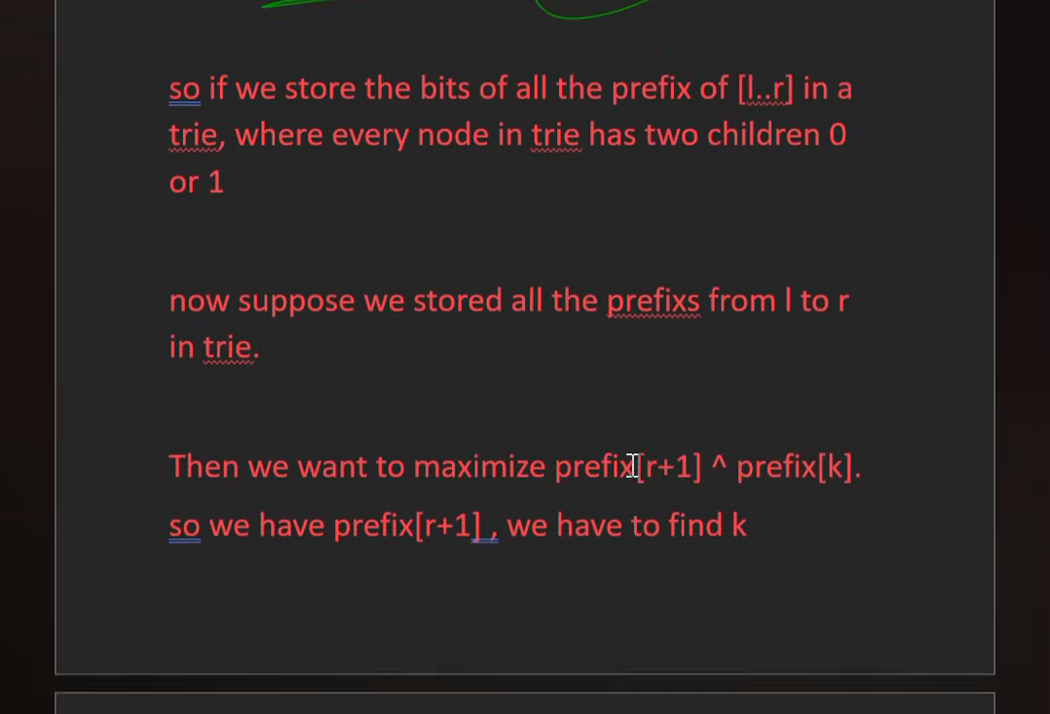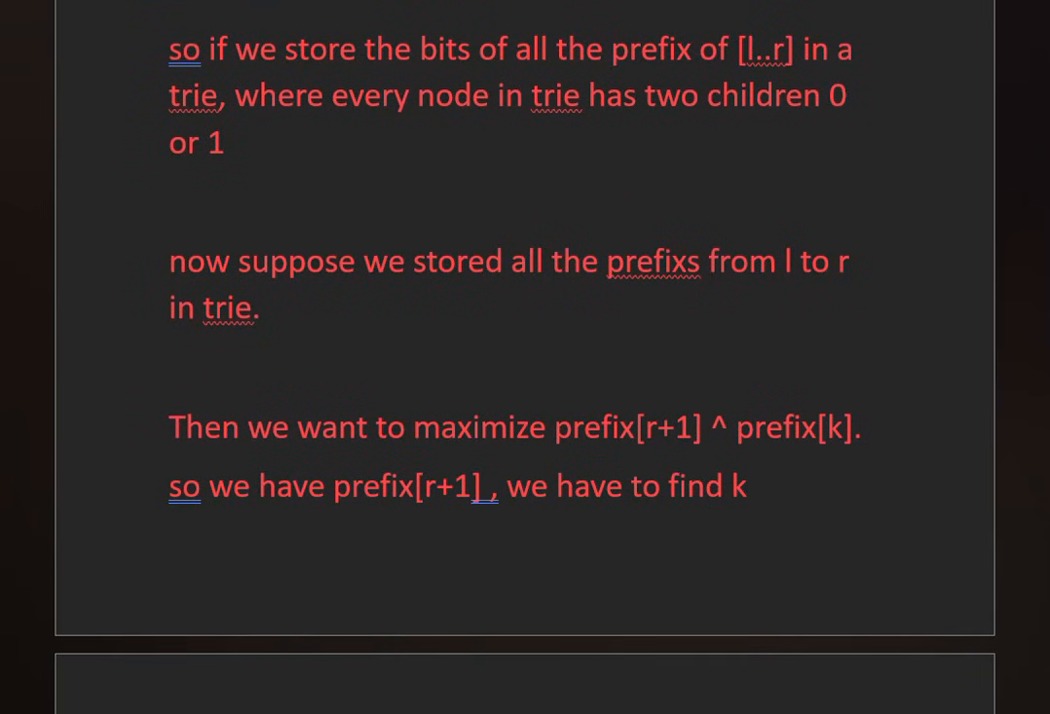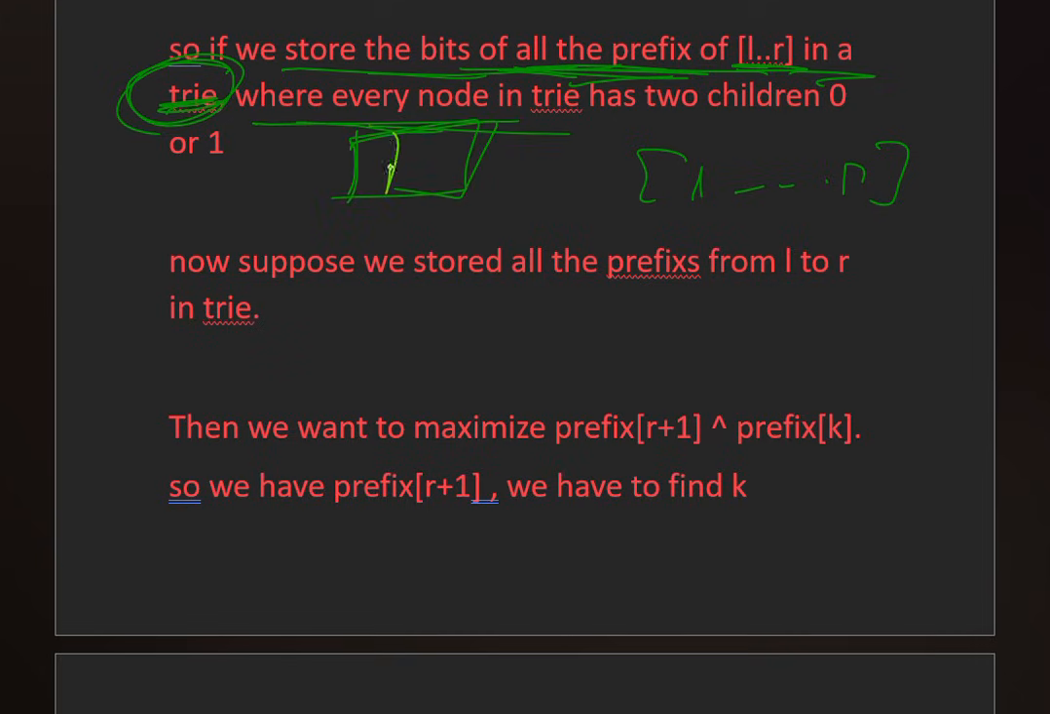So we have already computed the prefixes and stored the bits of all the prefixes of L to R in a trie. I hope you all know what a trie is, where every node in a trie has two children, 0 and 1. Either it is a 0 bit or a 1 bit, right? Now suppose we stored all the prefixes from L to R in a trie.